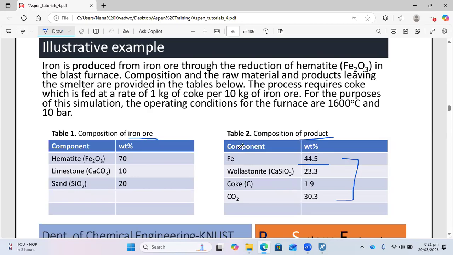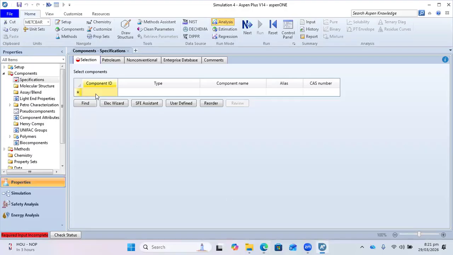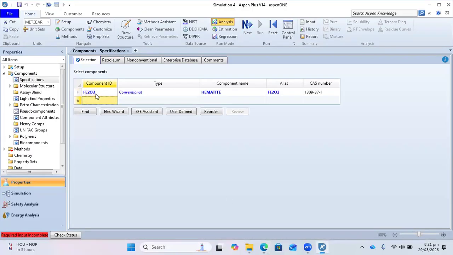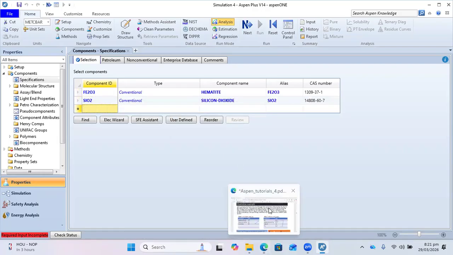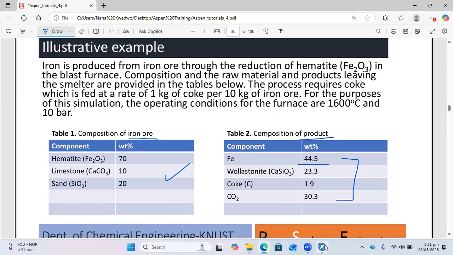So just like everything else we've done, the first thing is that we need to specify all our raw materials and all our products. If there are any nets, we include them, right? So everything that we need in the simulation. So we'll do that one by one. We'll start with what we have over here at this side. So we have hematite, limestone, and sand. So let's do those ones. Fe2O3, we had SiO2, and then we had what was the last one? CaCO3.